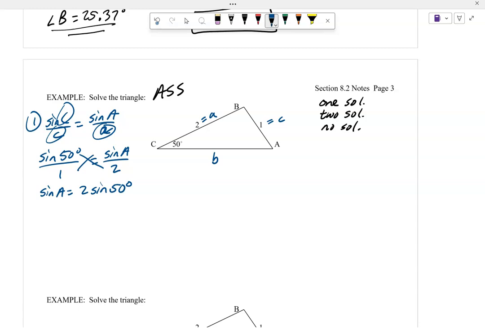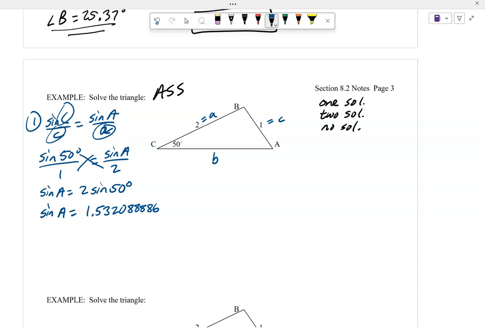So we have sine of a. I'm going to go ahead and punch in 2 times the sine of 50 degrees in decimals. Again, make sure you're in degrees. And so the sine of a is 1.5320888886. Okay, that's what the sine of a is. Well, we know that's not possible. Like the sine of a will never be more than 1, right? We never have a sine value that's more than 1.